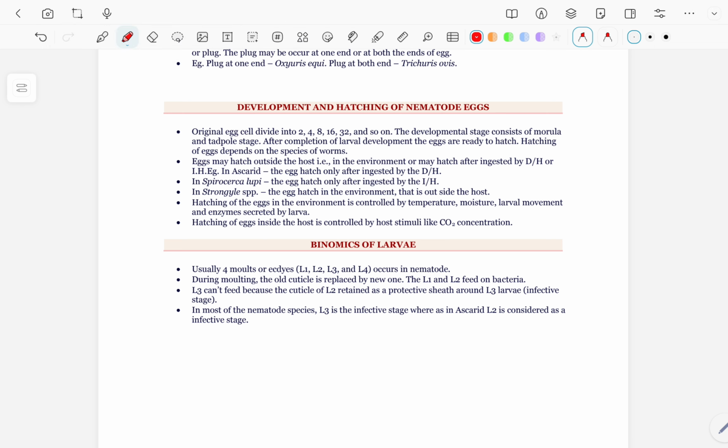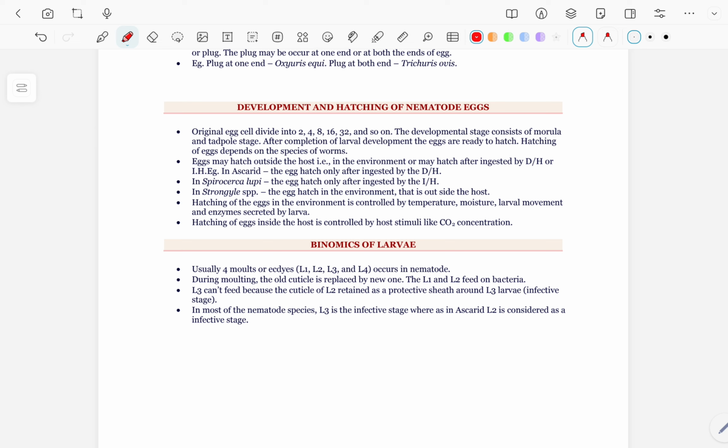Hatching of the egg depends on the species of worm. The egg may hatch outside the host in the environment, or may hatch after being ingested by the definitive host or intermediate host. Example: in Ascarid, the egg hatches only after ingestion by the definitive host. In Spirocerca lupi, the egg hatches only after ingestion by the intermediate host. In strongyle species, the egg hatches in the environment, outside the host.